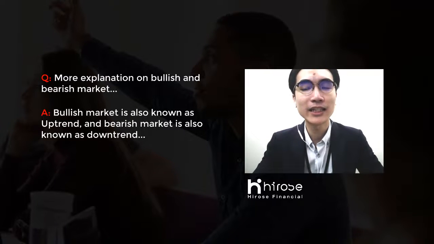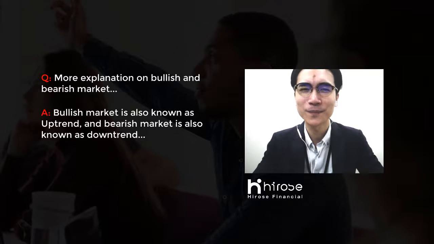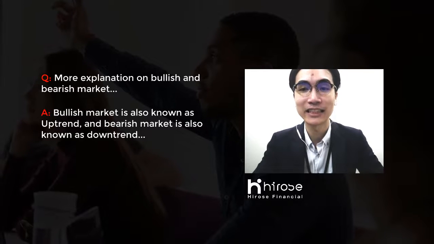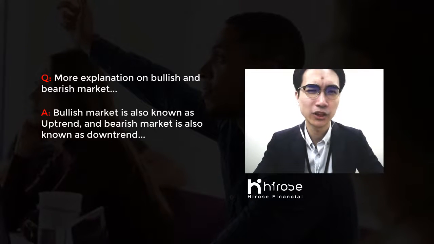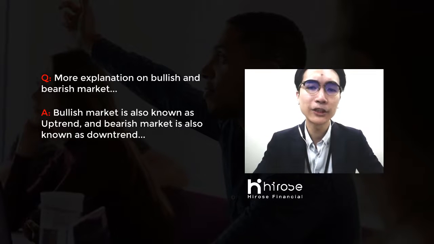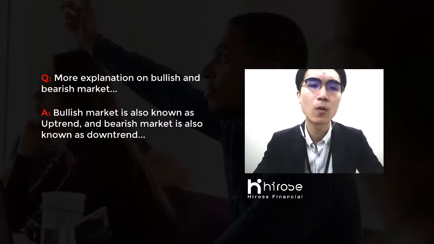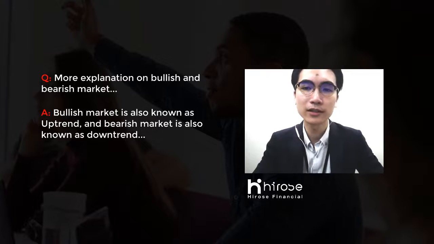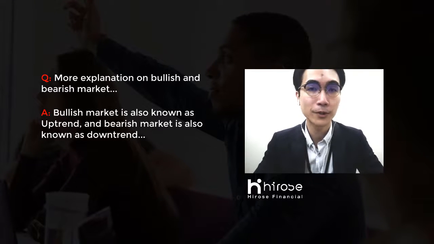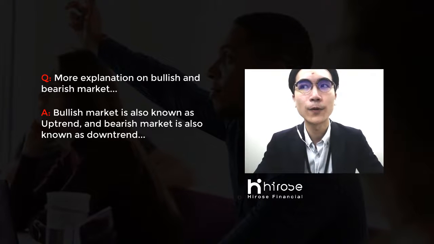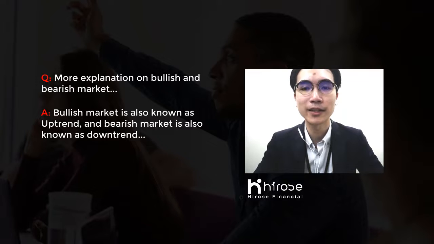The question I got previously was a request for an explanation of bearish market and bullish market. These two types of market are pretty straightforward. A bullish market is what we also call an uptrend, so the price goes up overall during the bullish market. A bearish market is what we also call a downtrend, so the price goes down overall on the bearish market.